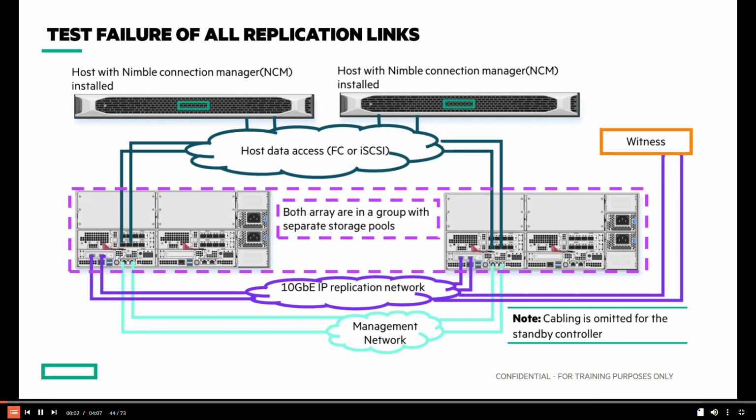Test failure of all replication links. If all replication links fail and the witness is available, automatic switchover to the group leader array occurs and volume collections resynchronize automatically after links are restored.